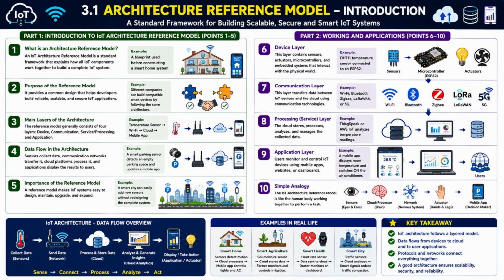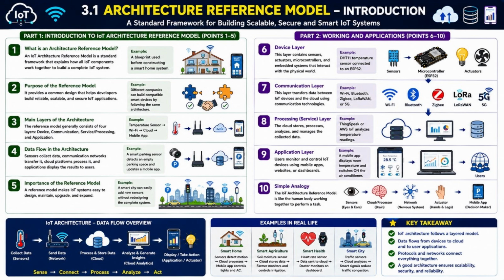Next parameter, communication layer of architecture reference model, we will see its function. This layer transfers data between IoT devices and the cloud using communication technologies. What are those communication technologies, sir? Please tell. Then only we can improve vocabulary and terminology easily. We can pass this subject. Almost the same vocabulary terminology we are using, sir. Easy to understand IoT subject. Examples of communication technologies here: Wi-Fi device, Bluetooth device, Zigbee device, like that.